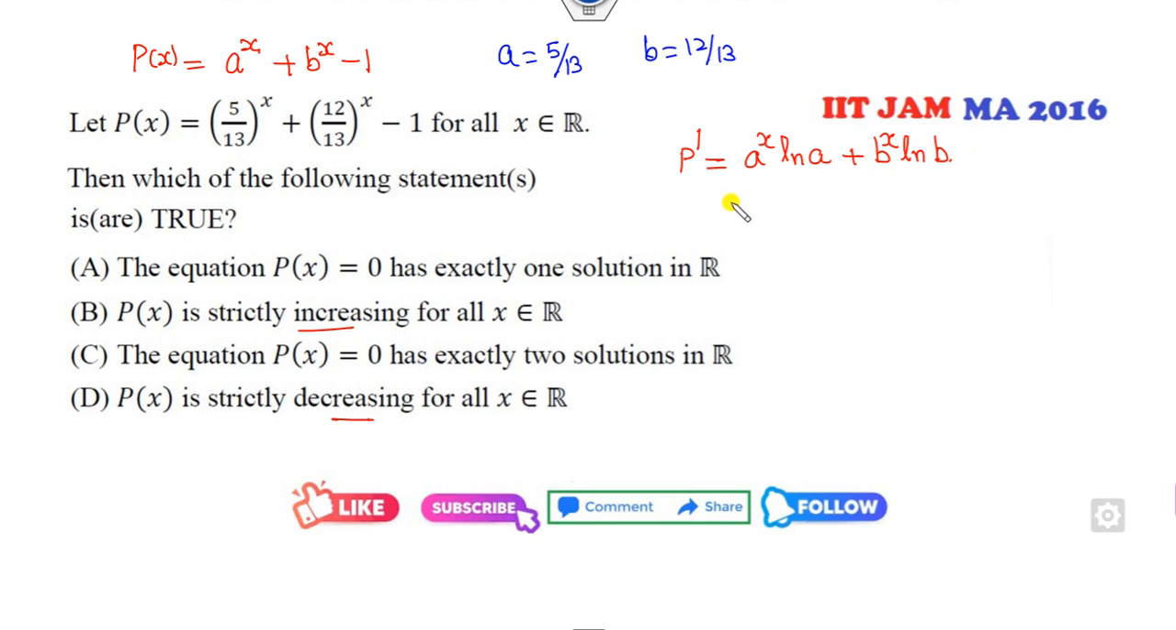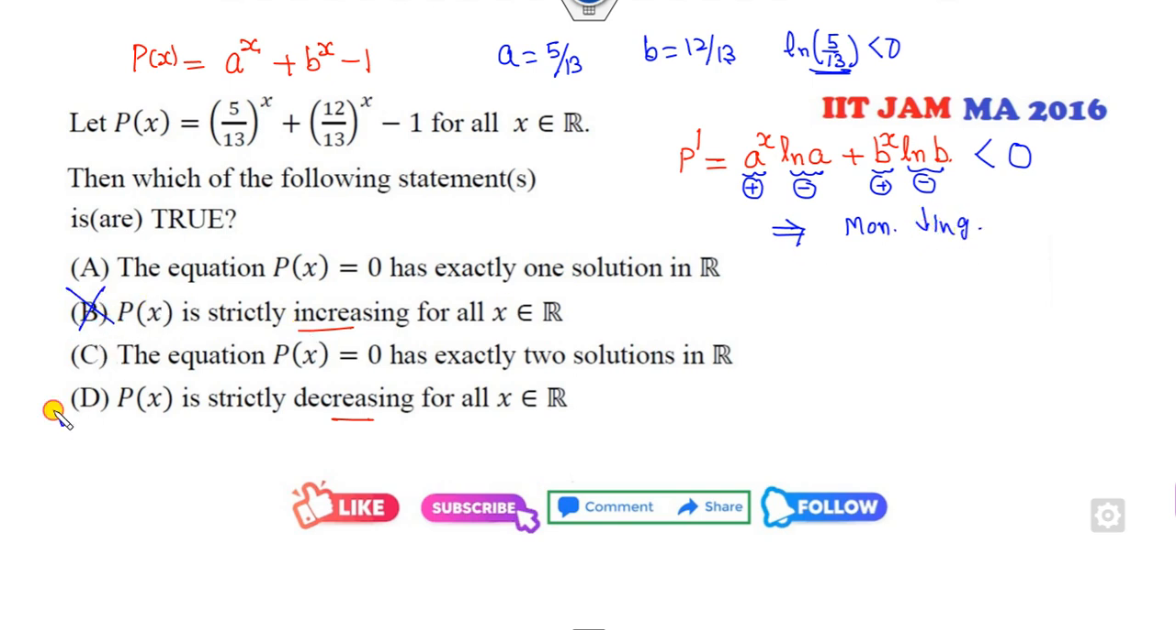Now you check whether it's less than 0 or greater than 0. What is the ln of 5 over 13? It's less than 0 because this number is less than 1. So this number is negative. This number is negative. This a raised to power x is always positive. This is always positive. So this expression is always less than 0. So what does that mean? This is a monotonically decreasing function. So this option is cancelled. This option is the correct option.